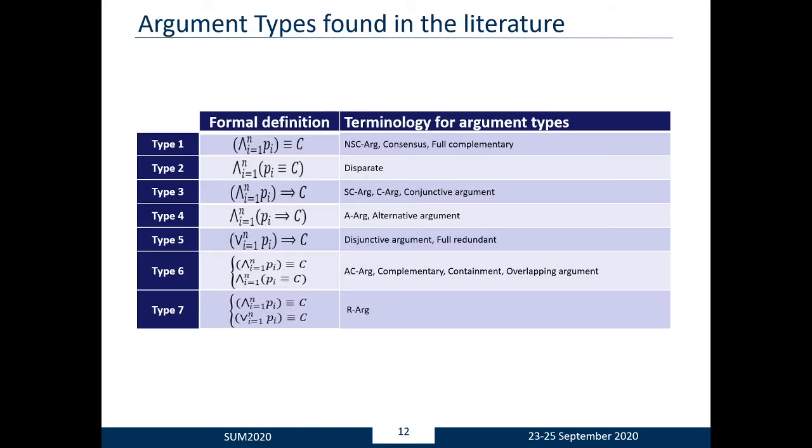In this table, we transform all the argument types present in the previous articles, expressed in an informal way, to a formal language and group together those that follow the same rules. For example, with type 1, the argument type was named necessary and sufficient conclusion argument. In the second article, this type was named consensus rule, and in the third article, this type was named full complementary argument.